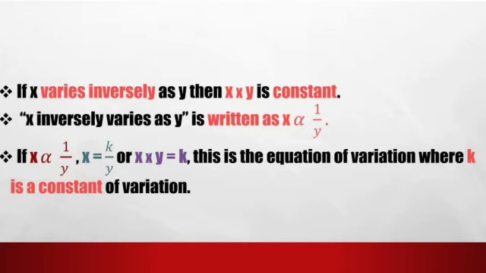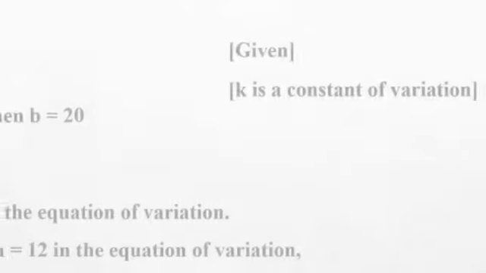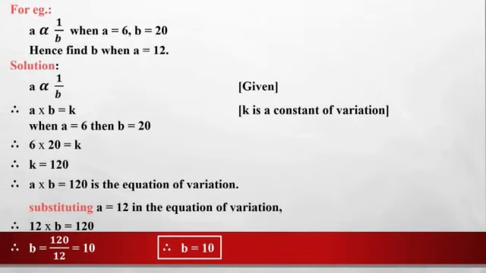X inversely varies as y is written as x alpha 1 upon y. If x alpha 1 upon y, we can write it as x is equal to k upon y, or we can write it as x into y is equal to k. This is the equation of variation, where k is the constant of variation. Let's see one example of inverse variation, children.